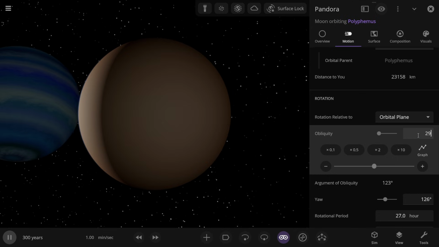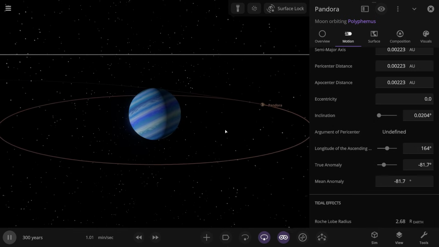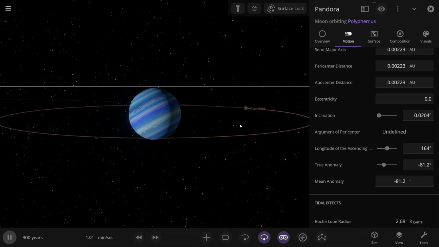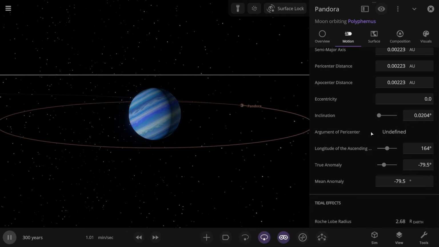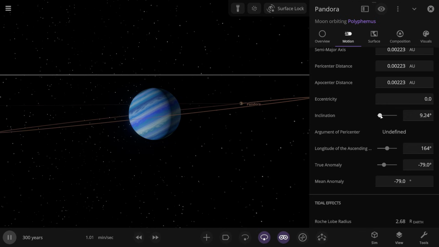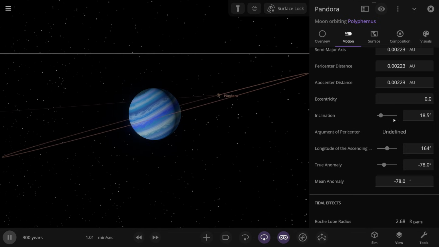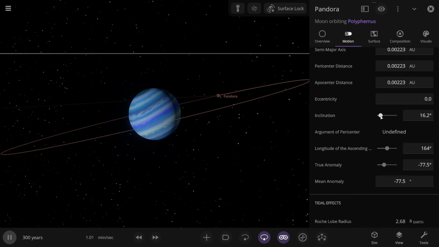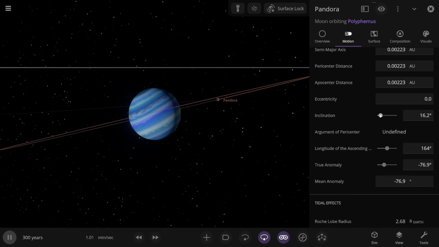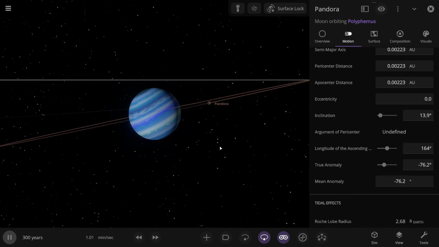Pandora's axial tilt is 29 degrees. And we also need to set the correct orbital inclination for Pandora so that it matches Polyphemus's tilt. I can just move this slider like this. And overall, I think this orbit for Pandora will be really correct, although it should probably be a little less, like this. There, I think this will be just right. Although, maybe even less. This will be perfect.